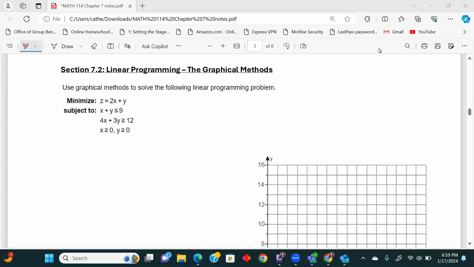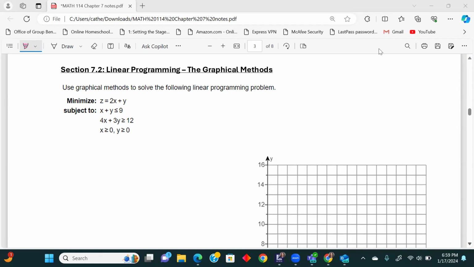This is section 7.2, linear programming and graphical methods. So this section may take you a little while. You may want to write the notes down and then go do one problem at a time. It's up to you. All right, so we need to use graphical methods to solve the following linear programming problem.